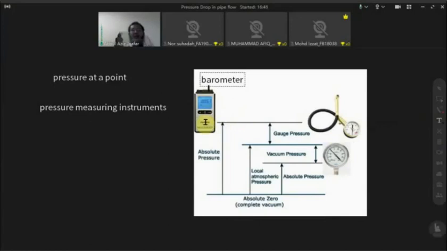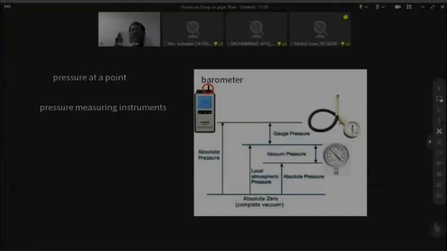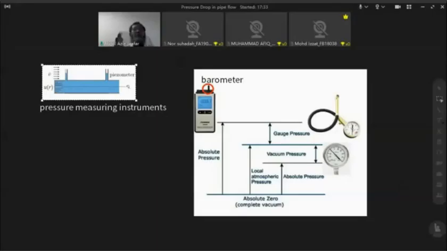Pressure at a point can be measured using different measuring devices. If we want to measure the absolute pressure, we can use the barometer. The barometer has only one tube, as you can see from the figure, and it will directly give the surrounding absolute pressure.